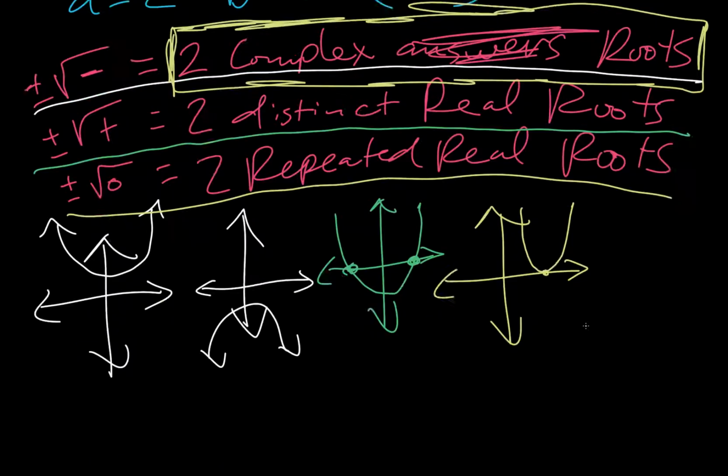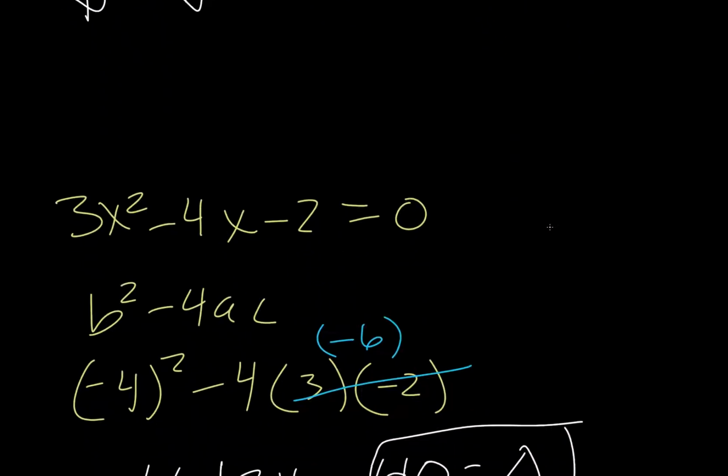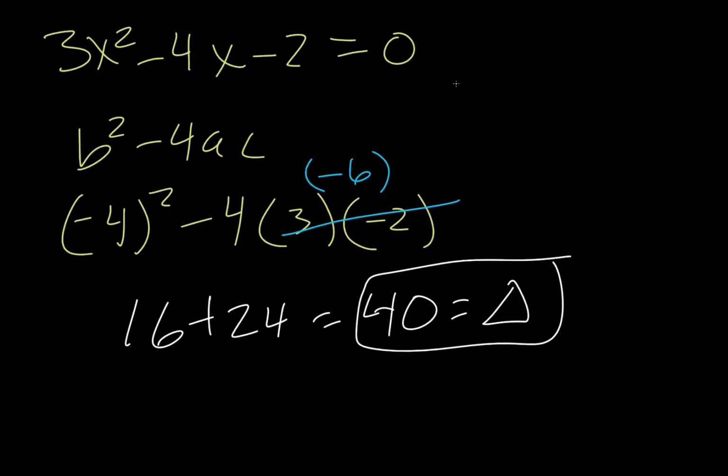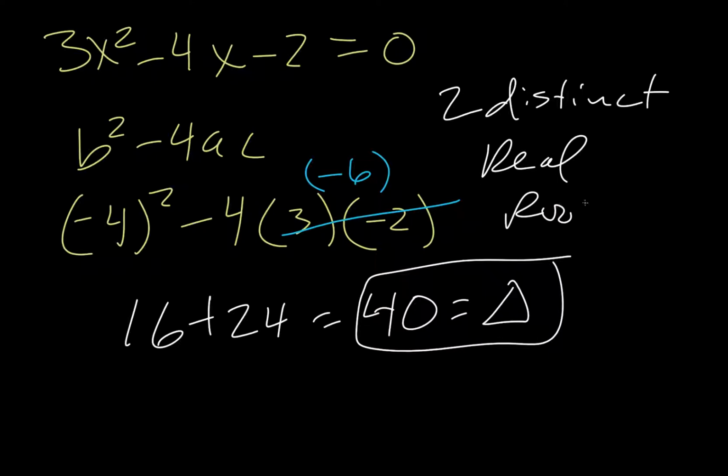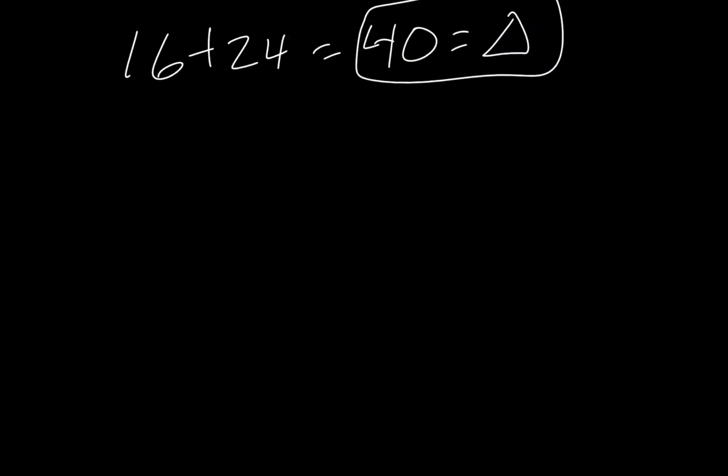If we go back up here, so we had a positive value. And so that tells us we have two distinct real roots. So we just say two distinct real roots. And that's our actual answer that we're looking for. Okay, let's move on to example 13.